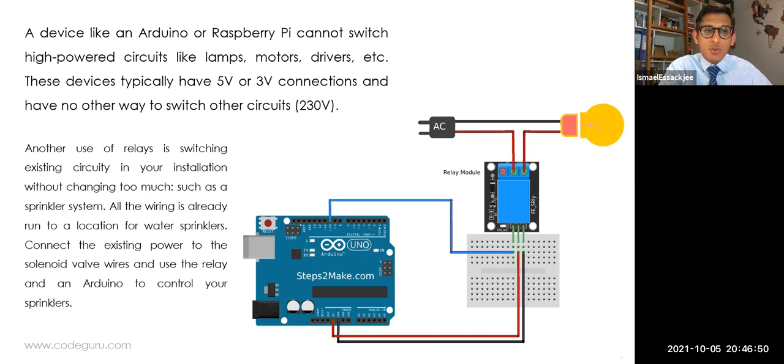Another use of relays is switching existing circuitry, which is what we call retrofitting. We have an existing circuit, so if we want to implement IoT, we won't be changing the circuit and doing the wiring again. At one place, you just add the relay. It's going to be like a switch, controlled by the command from the Arduino circuit. Such as a sprinkler system, you don't need to replace all the wires. Use the existing infrastructure, the existing installation, and the relay is going to help the Raspberry Pi or Arduino do the control for you. So connect the existing power to the solenoid valve.